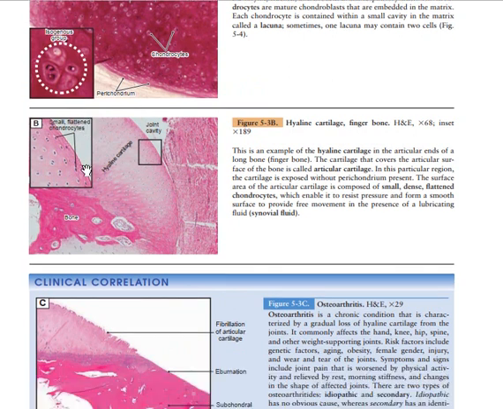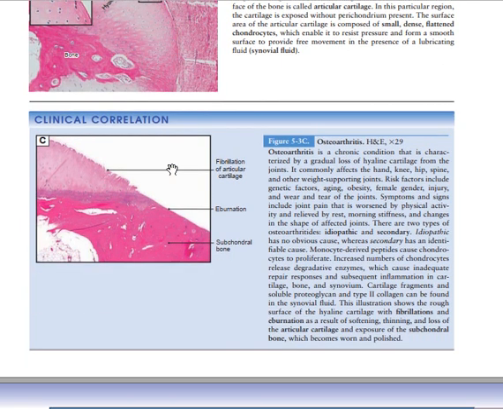Is it clear? You can see here at the uppermost layer, this is the joint surface. You have small flattened chondrocytes without any perichondrium. You have the chondrocyte here, and then you have the lacuna of the chondrocyte here. So you have no perichondrium at the articular surface, as you can see.